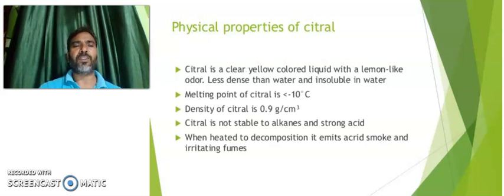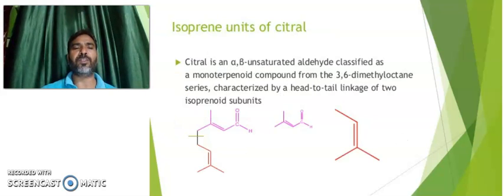So, physical properties of Citral. Citral is a clear yellow colored liquid with a lemon-like odor, less dense than water and insoluble in water. The melting point of Citral is less than minus 10 degrees Celsius. The density of Citral is 0.9. Citral is not stable to alkalis and strong acids. When heated to decomposition, it emits smoke and irritating fumes.